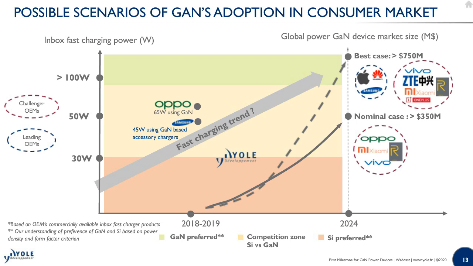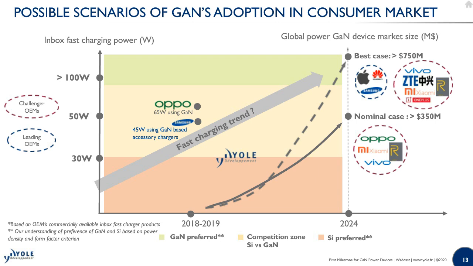So in our market estimation, in the nominal case, we expect more and more challenger smartphone OEMs to adopt GaN. What I mean by challenger OEMs would be Oppo, Vivo, Xiaomi, Redmi. These are Chinese OEMs who really desire to get some market share from the leading players, such as Apple, Samsung, or Huawei, in the luxury smartphone segment.